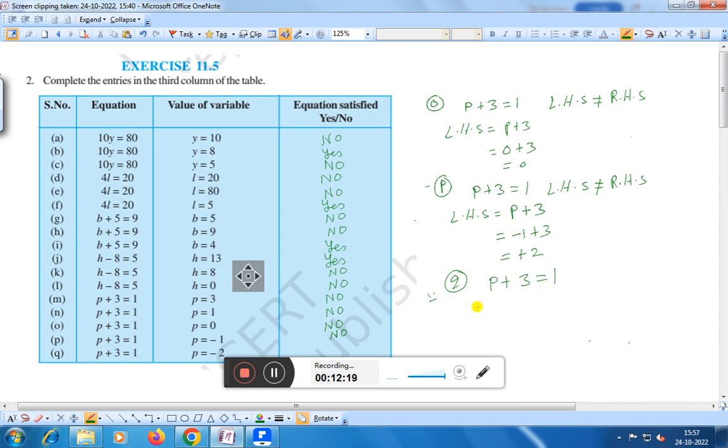And the last question, Q, is p plus 3 equal to 1. The value of p is minus 2. Therefore, left hand side is equal to p plus 3. The value of p is minus 2. Minus 2 plus 3 is equal to 1. Therefore, left hand side is equal to right hand side. Therefore, this is a solution of the equation. It satisfies the equation. Therefore, the answer will be yes. This is the solution of question number 2.